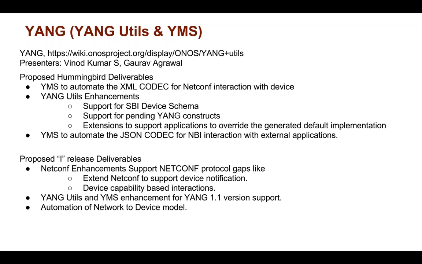Another task we'll be taking up is to automate the network to device model. As a part of the Hummingbird release, as we know, there is an abstract network model, and different devices will have different device models. So for network to device model, the mapping will be manual, but in the I release, we intend to have this network to device model mapping also automated. The user just needs to provide a mapping file, and the mapping of network to device model will be done. So these are the plans for the Yang.